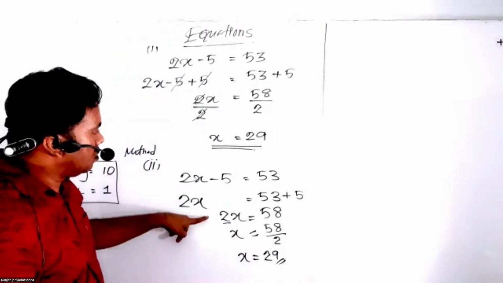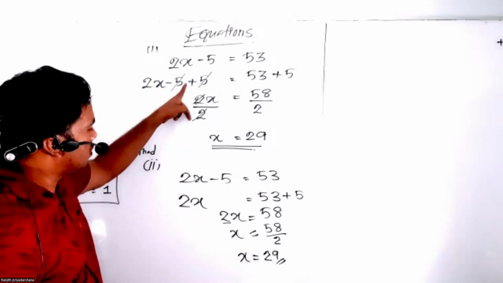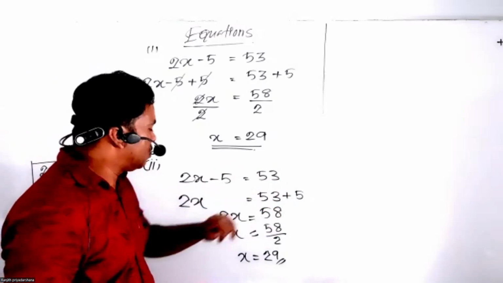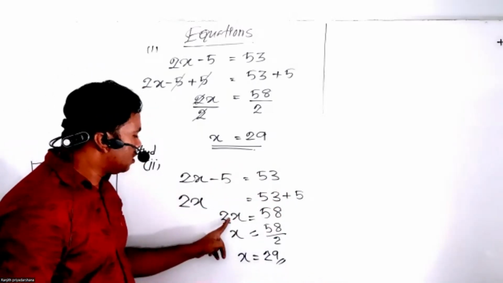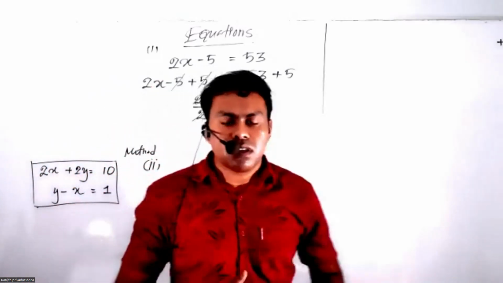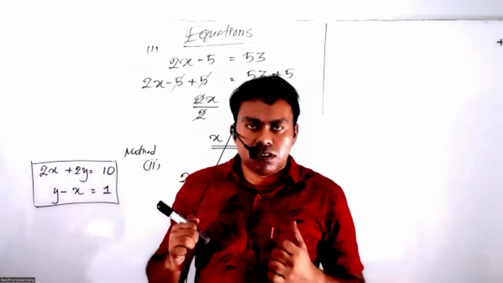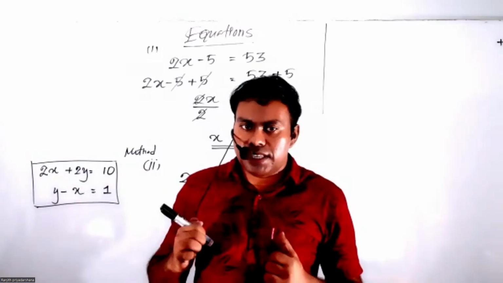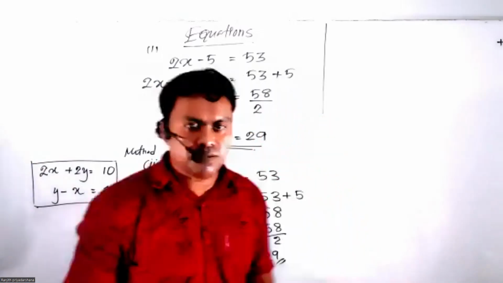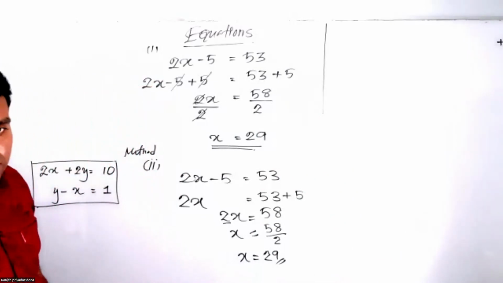Now, you remove that step. Instead of that, minus 5 goes to other side as plus 5. Multiplication x goes to other side as division. Therefore, now a little bit easier than earlier. Few steps decreases. Now, take this down.